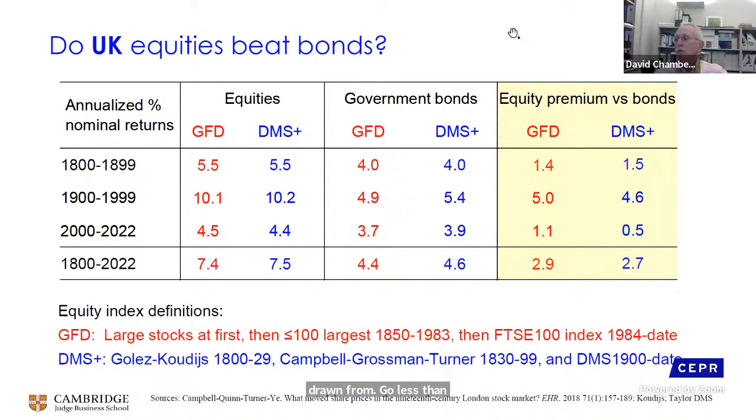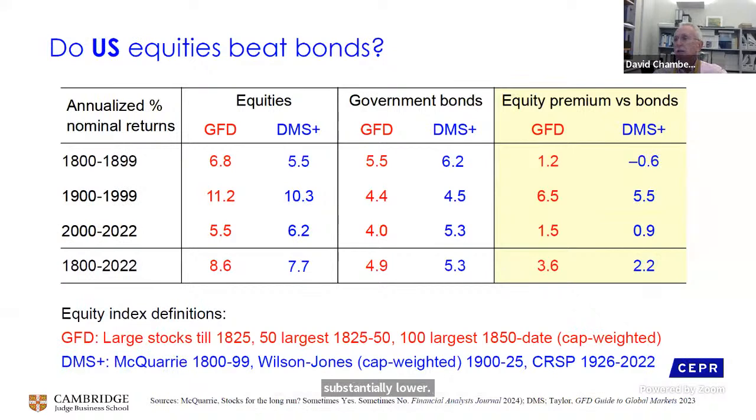And what you'll see is that, broadly speaking, for the UK, we get a similar story across GFD and DMS Plus. But perhaps more interestingly, we do see that the equity risk premium in the 19th century is around 1.5%, contrasting with 4.5% to 5% in the 20th century. So there is more than the hint of a suggestion there that the 19th century equity risk premium was substantially lower.